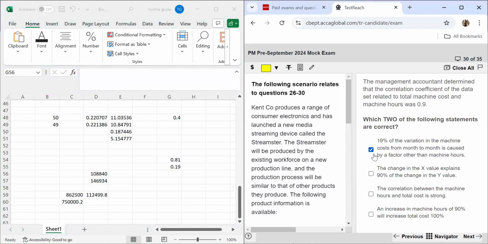And then the change in the value of x explains 90% of change in value y. Rather, it is 81% of the change in y can be explained because of change in x. Then this statement is incorrect. Moving to the third one, the correlation between the machine hours and total cost is strong. Absolutely. If you see the correlation of 81%, it's quite strong. It's pretty close to +1. So it's a strong correlation. Last statement says increase in machine hours of 90% will increase total cost 100%. No, that's not correct. That's why this statement gets eliminated.